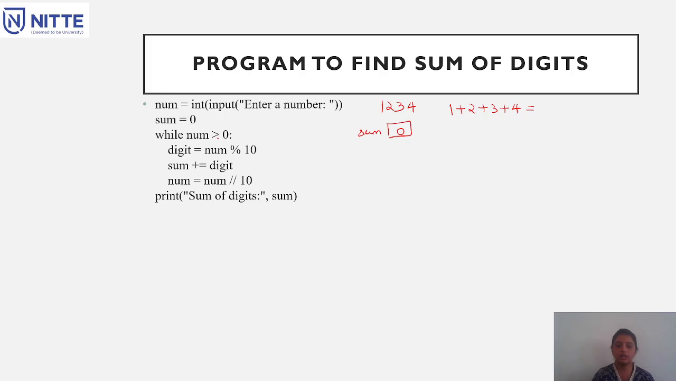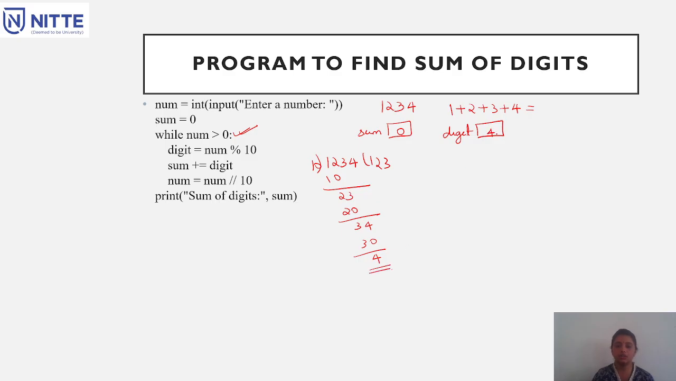So the number which I'm taking from the user has to be greater than 0, and then you will have a digit as your variable. For this digit variable, a formula is given. So what is your num? Num is 1, 2, 3, 4. I have to divide this by 10. Okay, so 10 ones are 10, 2 is there, 3 is there, 10 twos are 20, 3 is there, 4 is there, 10 threes are 30. I have 4 as my remainder.